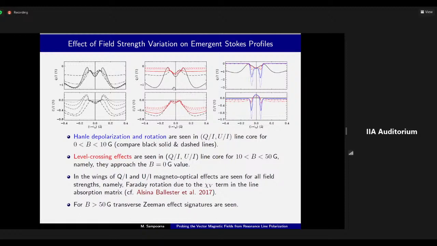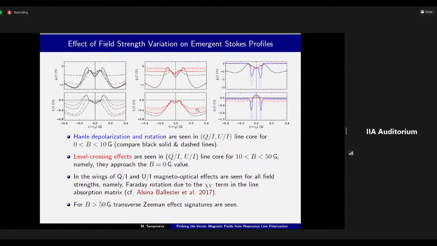And in the middle panel, where we go from 10 Gauss to 50 Gauss, we can see the level crossing effects, namely the Q/I no longer decreases, but it starts to move towards the non-magnetic case, and the U/I starts to move towards, again, the non-magnetic case. This is due to the level crossing effects.